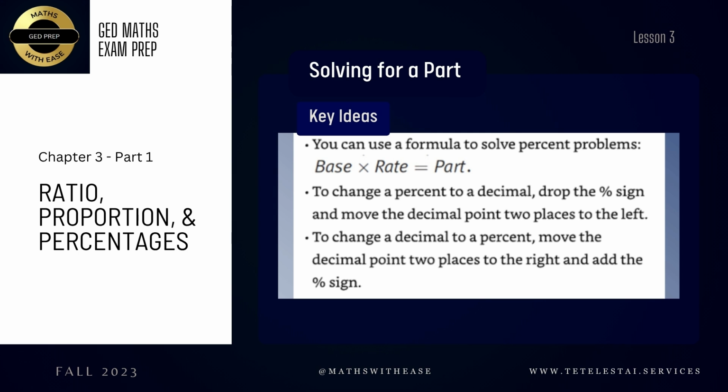To change a percentage to a decimal, you would follow the same rules. You would drop the percentage sign and move the decimal point 2 places to the left. And then to change a decimal to a percentage, you would simply move the decimal point 2 places to the right, and then you would add the percentage sign.